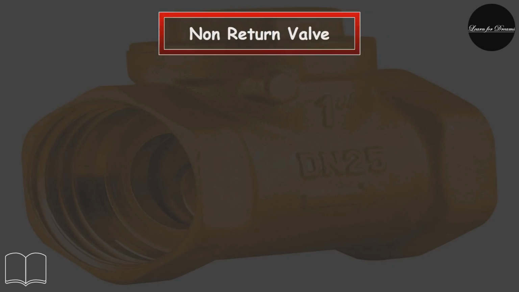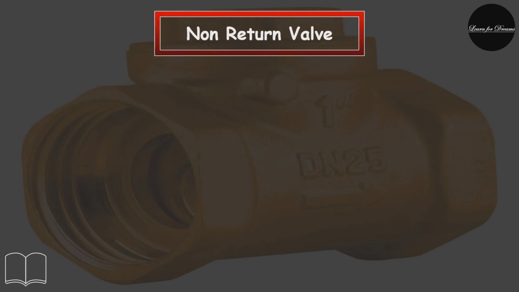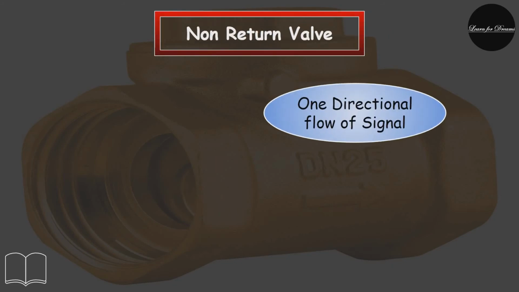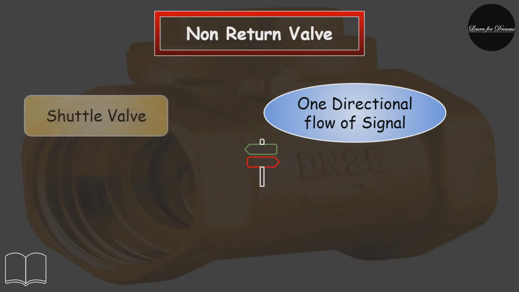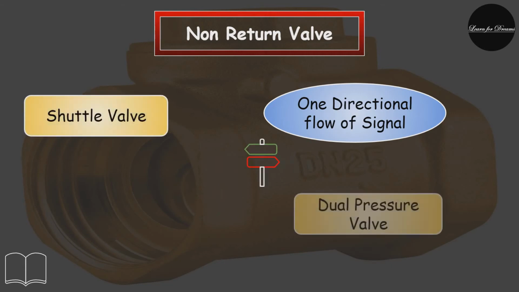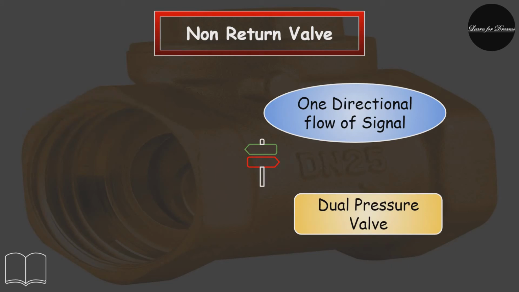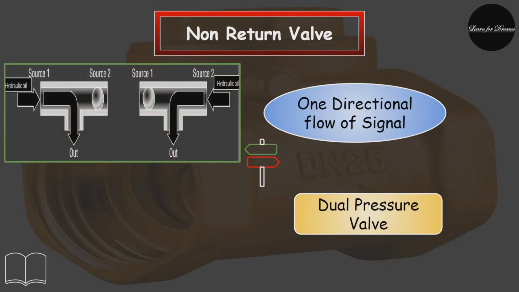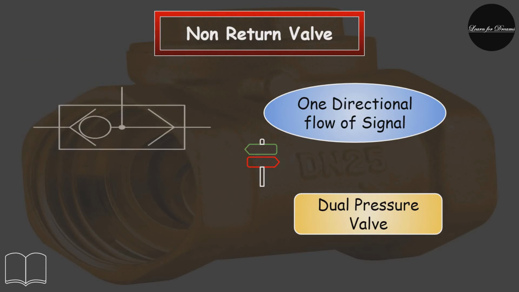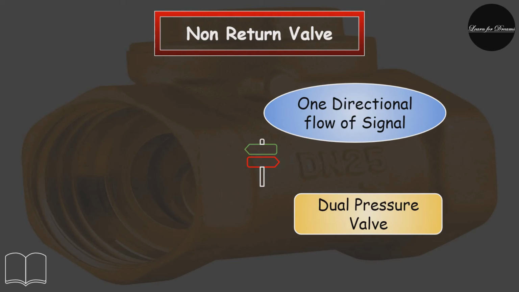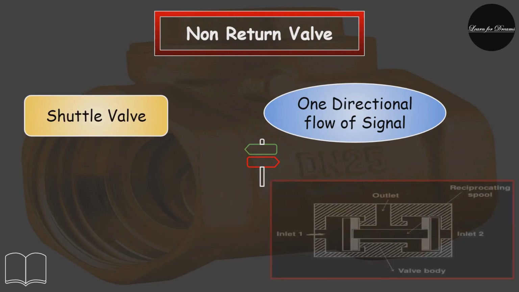Now let's see non-return valves. The non-return valve allows a signal to flow through the device in one direction. Amongst others, this principle is applied in shuttle valves and dual pressure valves. Here's the diagram for shuttle valve and the symbol of a shuttle valve. Now let's see the diagram for dual pressure valve and its symbol.